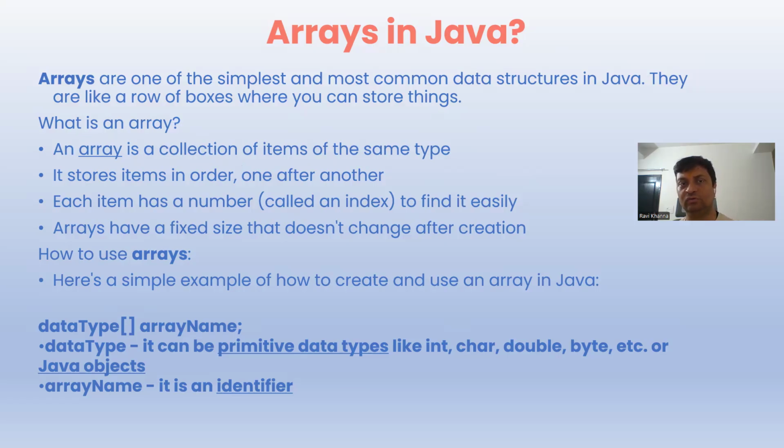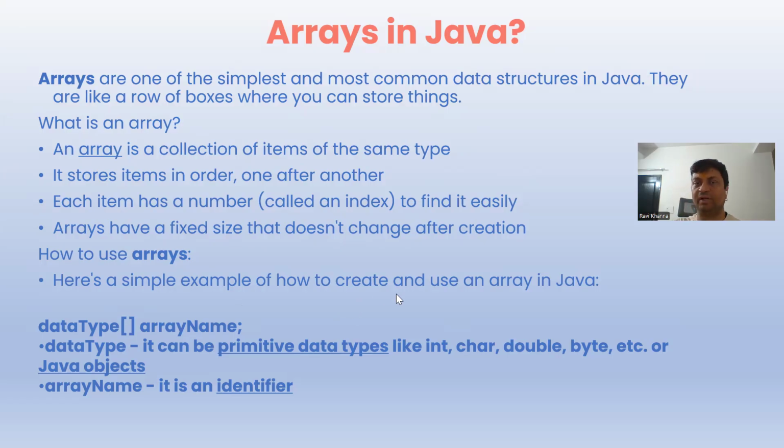So in future, after creating an array, if you want to search for an item, the index helps you to easily find that particular item in the array. Arrays have a fixed size that does not change after creation. Obviously, it is static. Whatever size you initialize, it will remain the same, a fixed size. Now, how to use arrays?